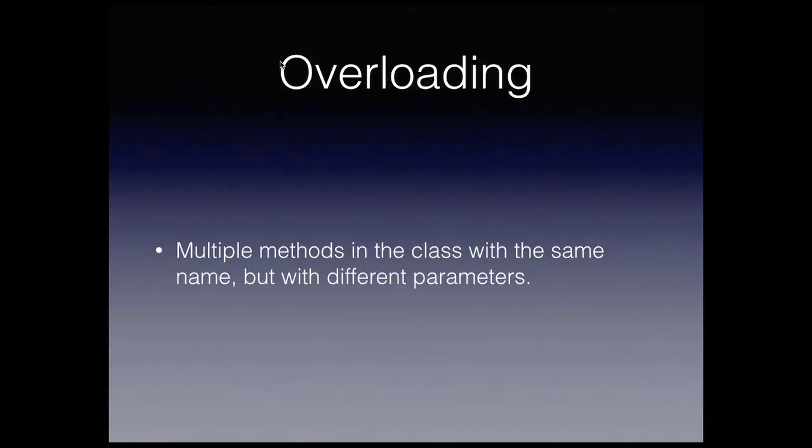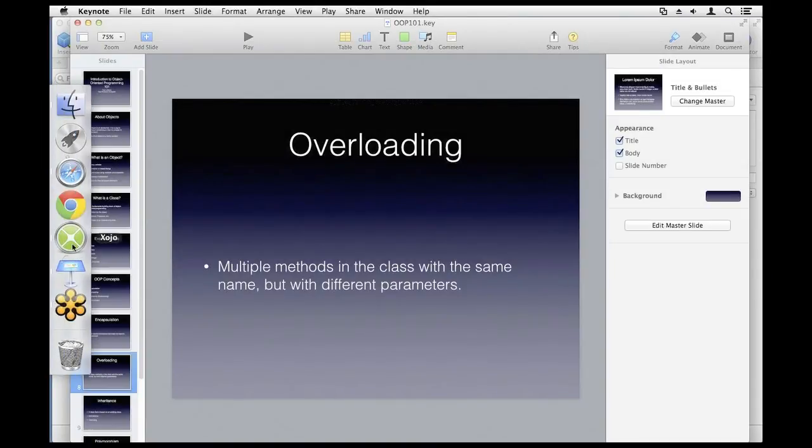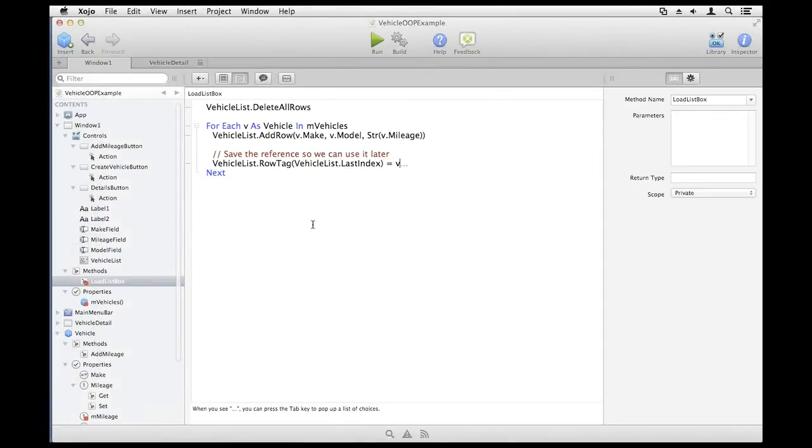Next, we have the concept of overloading. Now, overloading is pretty neat. It allows you to have multiple methods in the class that have the same name, but they have different parameters, so they can be used differently depending on the context. Let's see how that might work with our vehicle example.